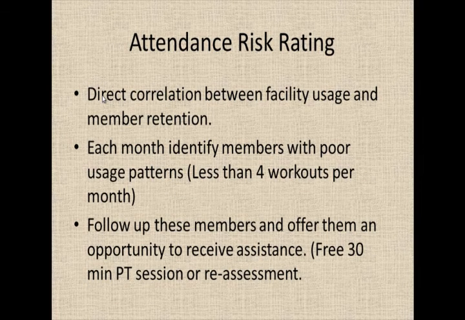Another way you can do risk rating is through attendance risk rating. This is based on that direct correlation again between facility usage and member retention. Each month, identify members with poor usage patterns. Less than 4 workouts per month is a good indicator. If someone after the first month of joining has less than 4 workouts, they're very high risk. You should be pulling a list of this every single month and following up with these members relentlessly.